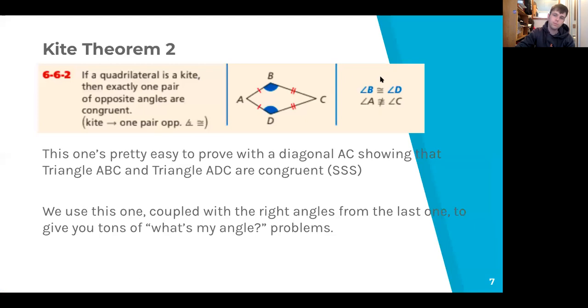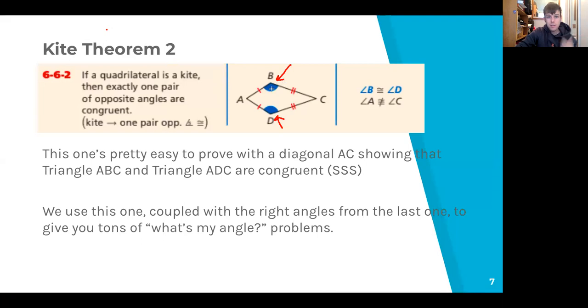Okay. Kite theorem 2. One set of opposite angles are going to be congruent. Not true of these other ones here. Pay careful attention that these angles are in between the non-congruent sides. Same over here. Those are the ones that are going to be congruent.